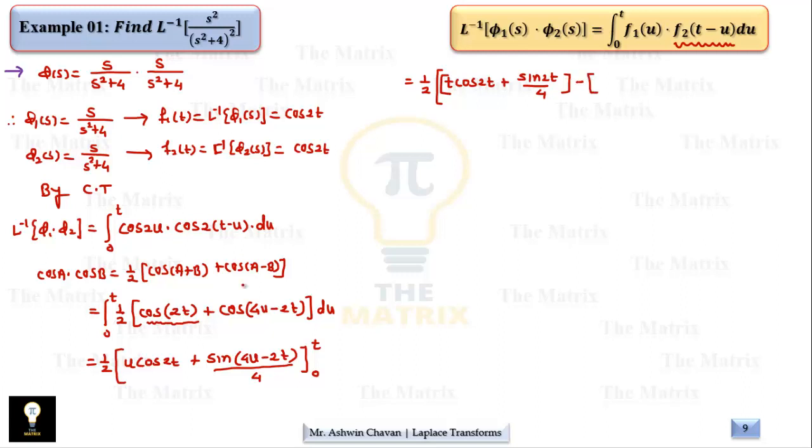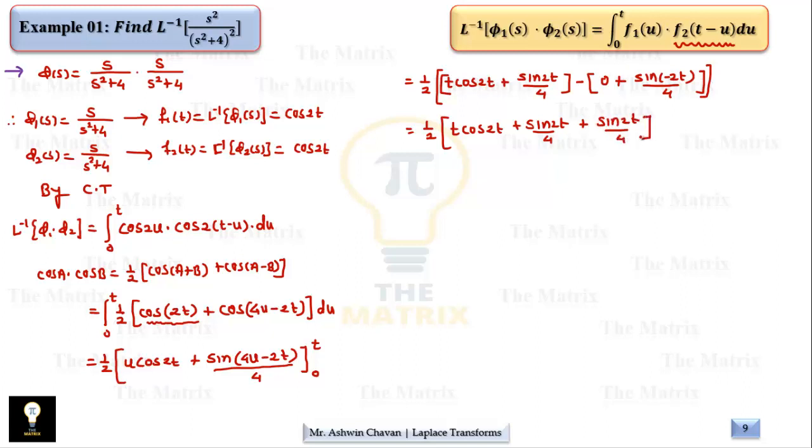minus, now the lower limit, the same term for u equal to 0 gives us the first term 0 plus, when we put u equal to 0, this is the sine of minus 2t upon 4. So sine of minus 2t upon 4, and then the bracket is closed. Now let's simplify this. Half of, open the bracket, t cos 2t plus sine 2t by 4. Sine of minus 2t is minus of sine 2t. Because of minus of sine 2t and this minus sign, it is a plus sine 2t by 4.